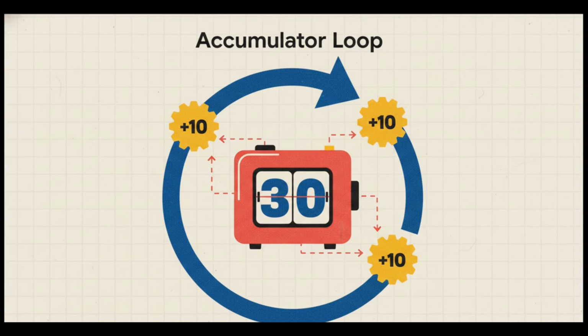Let's break down the mechanics of that loop step by step. We initialize our starting value at 0. On the first cycle, the computer calculates 0 plus 10, making the new value 10. On cycle 2, the current value is 10, it adds another 10, boom, 20. Cycle 3 updates it to 30.